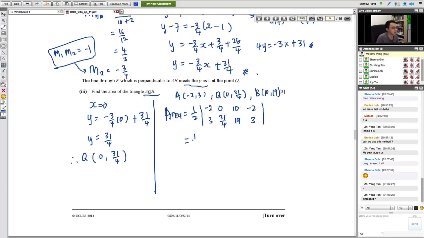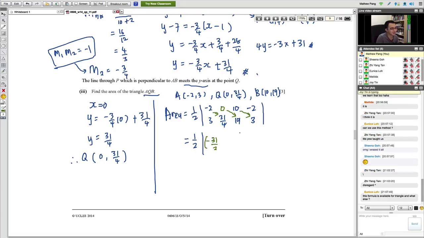So this is 1 over 2, then cross multiply. You must know how to cross multiply. Basically this one multiplies this one, this one multiplies this one. So negative 2 multiplied by 31 over 4, I do a bracket, negative 31 over 2. 0 multiplied by 19 is 0. 10 multiplied by 3 is plus 30.